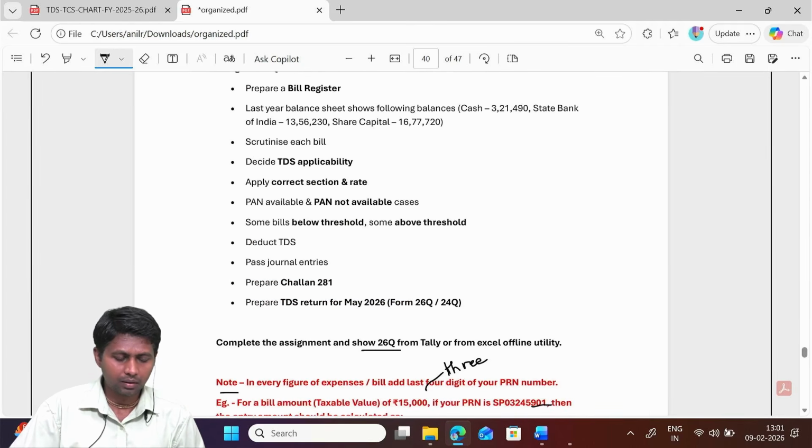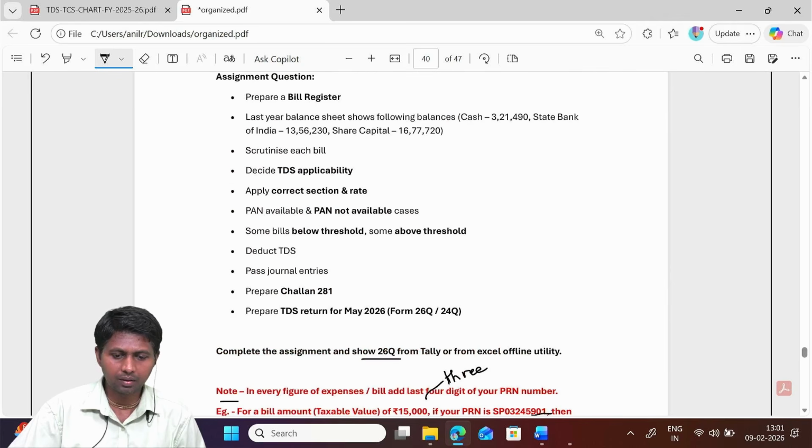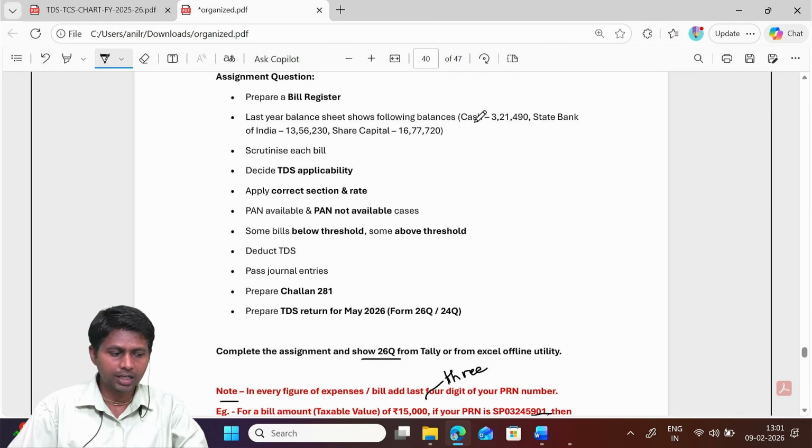Then two balances are given: cash balance and bank balance on the debit side, and on the credit side, the share capital balance. If you write these balances, then your balance sheet will tally. No need to create a cash ledger because you get the cash ledger by default. Create the State Bank ledger and the share capital ledger, and write the balances accordingly.